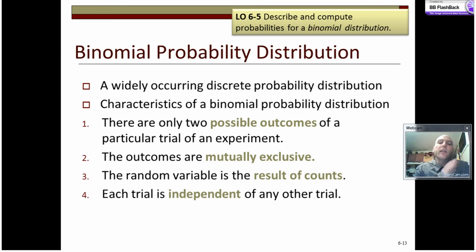Four, each trial is independent of any other trial. So we know the coin has no memory. The dice have no memory. So each roll does not have an effect on the roll that comes after or even the roll that came before. It doesn't work like that. Each trial we're talking about is independent.